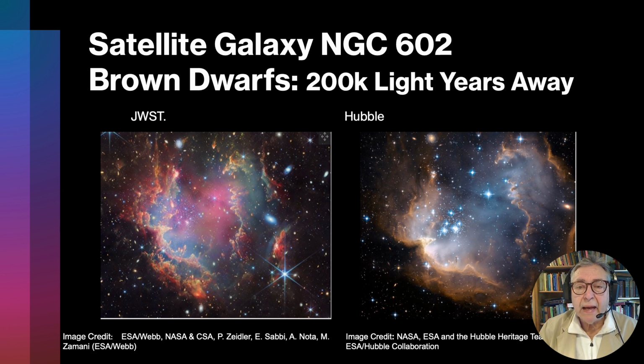In the Small Magellanic Cloud, Webb has found brown dwarfs, stars that were born with their nuclear fusion engines failing to ignite. As University of Arizona scientist Elena Sabbi said, "We are getting closer to unlocking the secrets of how stars and planets form."